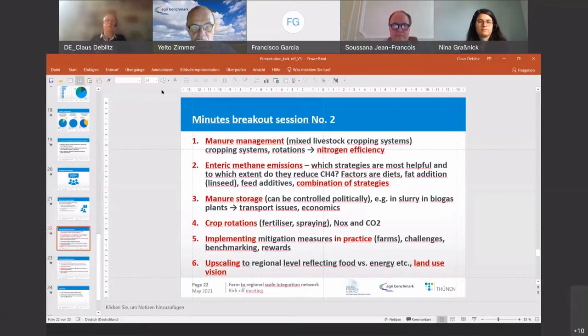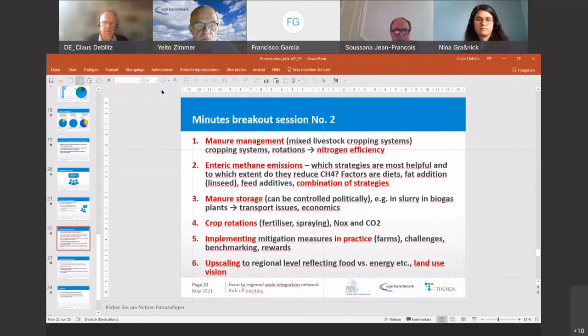And then of course enteric methane emissions, and the question which strategies are most helpful and which factors are actually coming in here. So which strategy would help most to reduce enteric methane emissions, and which combination of strategies, which was also mentioned later, is useful. So we should not look at single strategies, but maybe also at a combination. Then again, here crop rotations was mentioned.